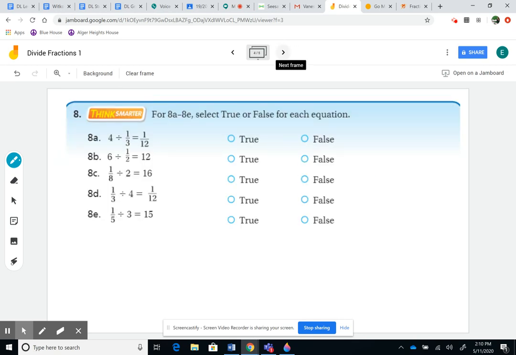So we have some true and false, and I want to work through these together on the fraction tile website. So we have 4 divided by 1/3 equals 1/12. Is that true or false? Take a guess right now.